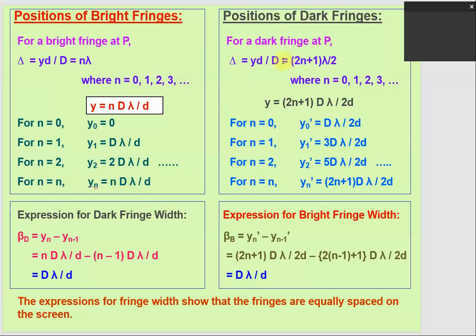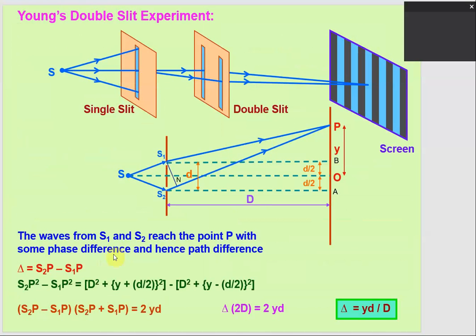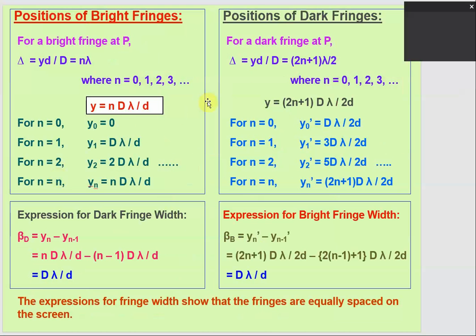So this path difference, as we have calculated in this article in the journal, will be equal to (2n+1) times lambda by 2. This is the condition for the formation of destructive interference. So when the path difference, which is found to be yd upon capital D, is equal to (2n+1) times lambda by 2, where n goes from 0, 1, 2, 3, at that position we get a dark fringe.